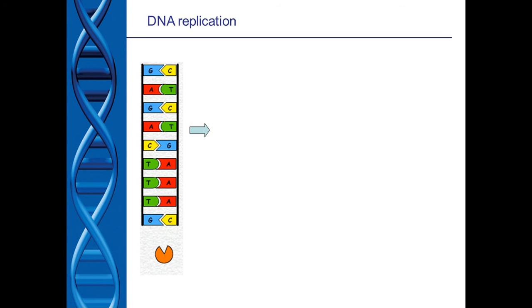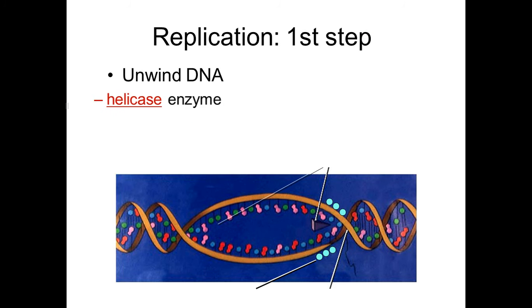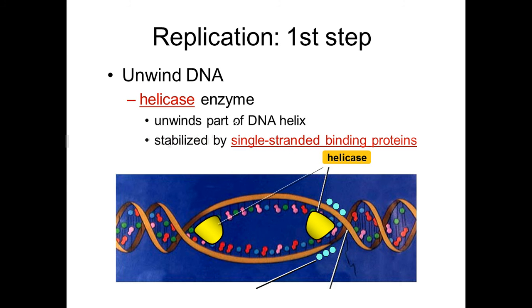DNA replication starts like this. The ladder untwists. You notice that it starts like this, and then it untwists. This orange Pac-Man represents an enzyme called helicase. Unwind the DNA. Using the helicase enzyme, which is what unwinds part of the DNA, located here and here, you actually have 2 enzymes, and they unwind or unzip the DNA in both directions.